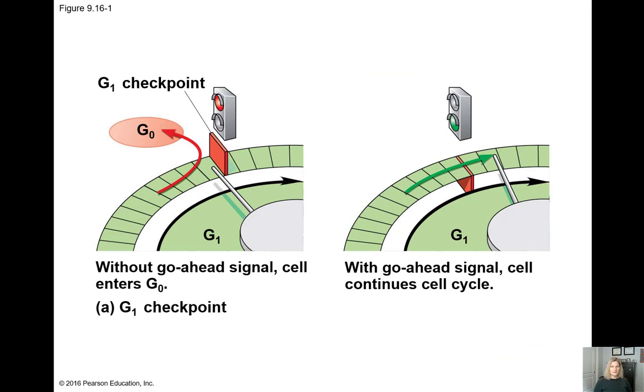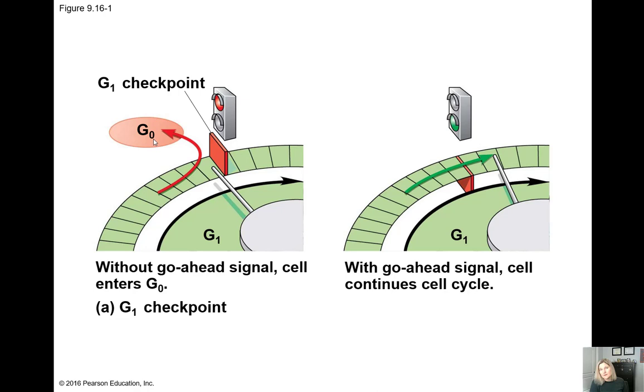So let's start with the G1 checkpoint. The G1 checkpoint basically decides if the cell actually needs to divide or not. So if it doesn't need to divide, it goes into the G0. Remember G0, that's not an O, that's a 0. G0 means that it's basically out of the cell cycle.